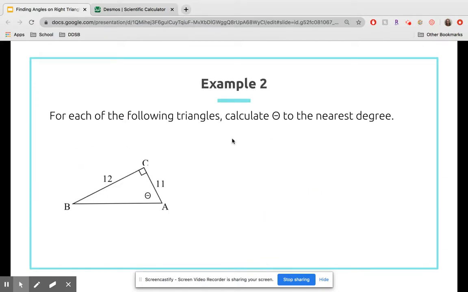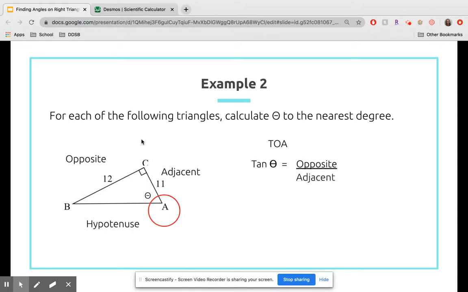Example 2. So here's my theta symbol here. Let's label the sides. That's my opposite. That's my adjacent. And then the hypotenuse. Remember, the hypotenuse is always the side that's opposite of the right angle. So for here, I'm going to use TOA. Tan equals opposite over adjacent. So for my tan theta, my opposite is 12 and my adjacent is 11. So I do the tan inverse of 12 over 11. This is going to give me 47 degrees.